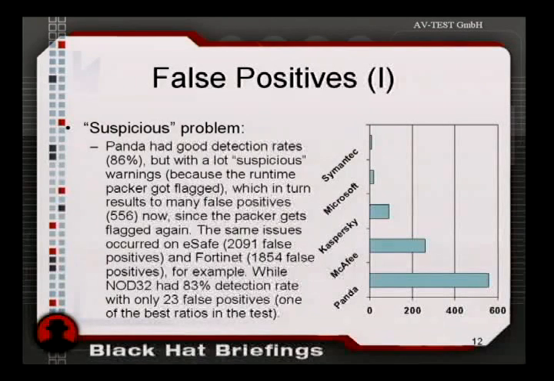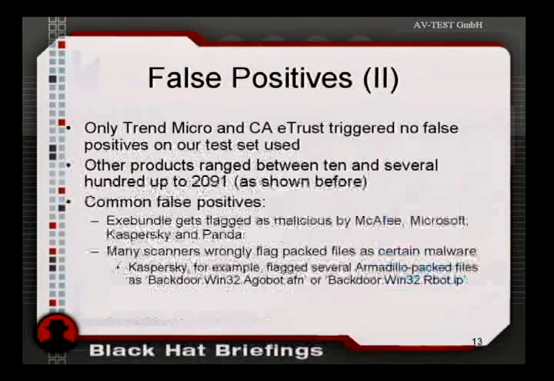A product that worked that way came from Panda. With 86%, Panda has a very good detection rate, but also many false positives. On the other hand, there are programs like NOD32 that has very good detection rates too, but also only few false positives. On the right-hand side, you can see a figure, and in this figure, there is shown a comparison of false positives between common antivirus programs, and there you can see that usually false positives range between 10 and several hundreds. During our test, only 2 products triggered no false positives. These products came from Trend Micro and from Computer Associates.